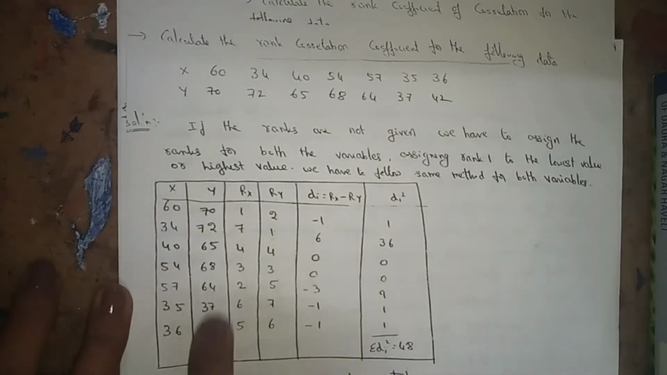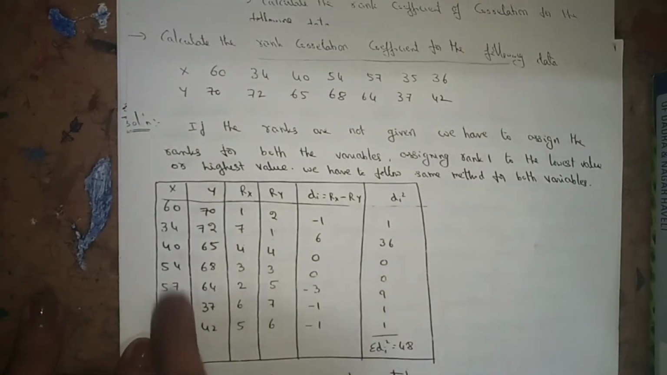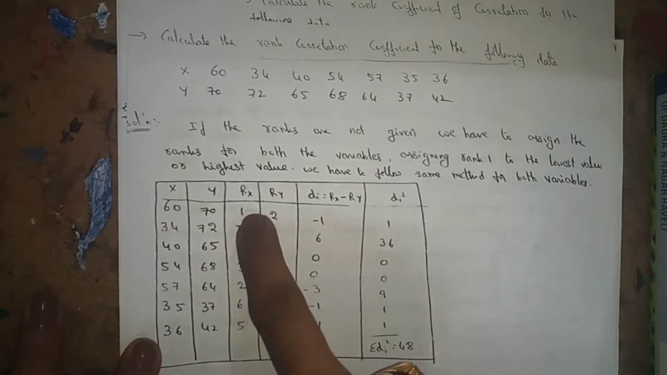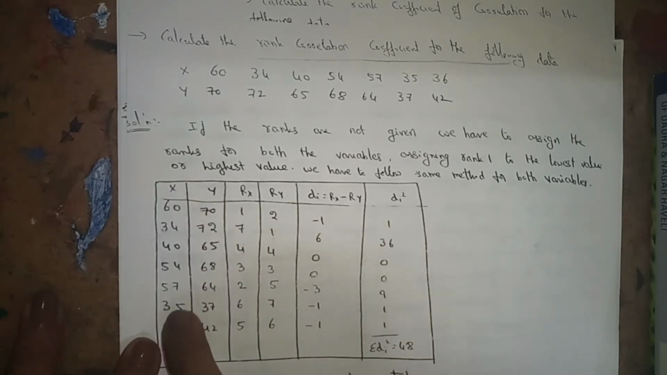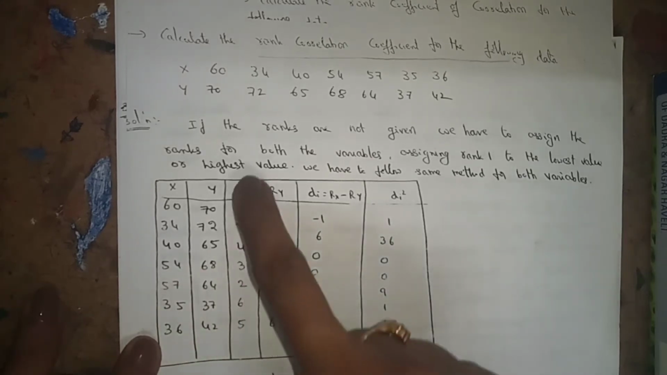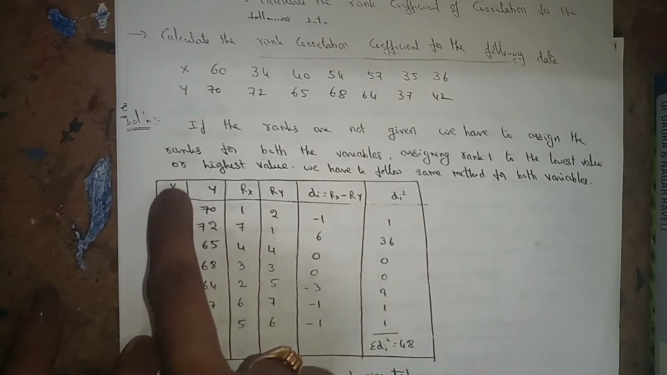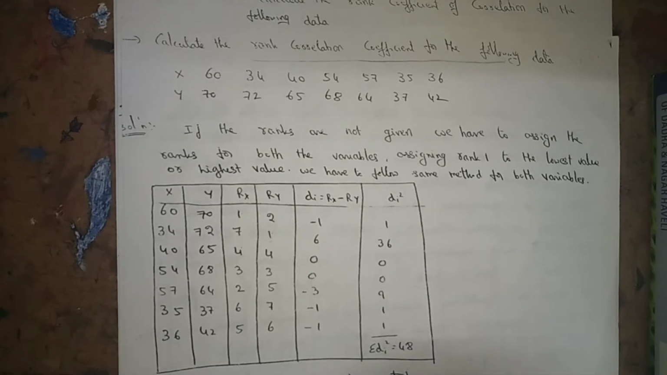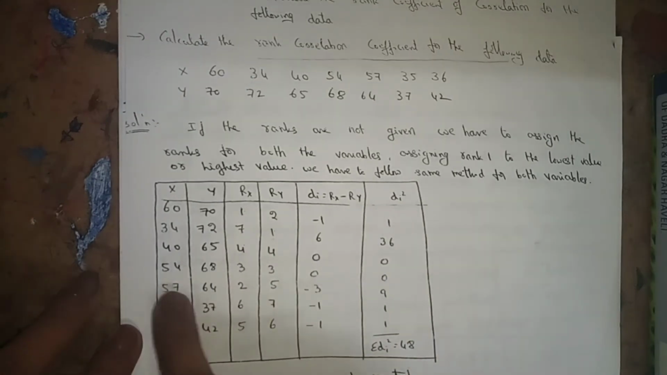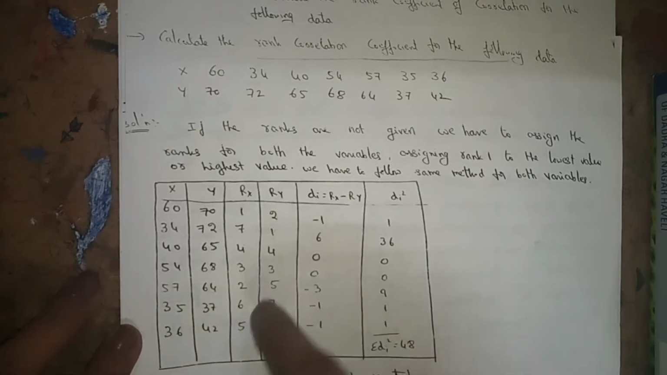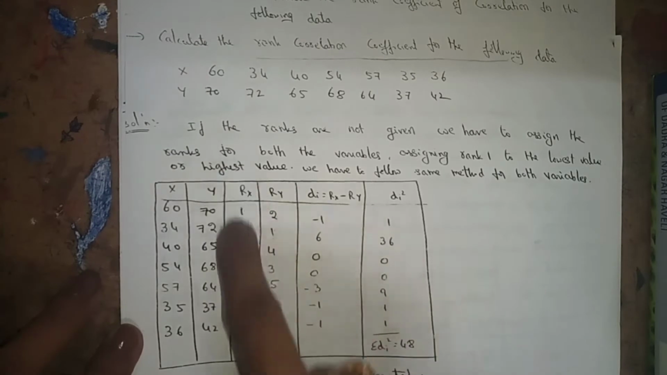X data, y data is given. Out of x, the highest data is 60. That's why Rx, Rx means rank of x, is 1. The next highest is 57, rank 2. Next highest is 54, rank 3. Rx means ranks; I am giving the ranks to the x variable. The first highest value I am taking as rank 1, the next highest is rank 2. 57 is second rank, 54 is third rank, 40 is fourth rank, like that. 36 is the next, fifth rank. Like that I have given the Rx values.